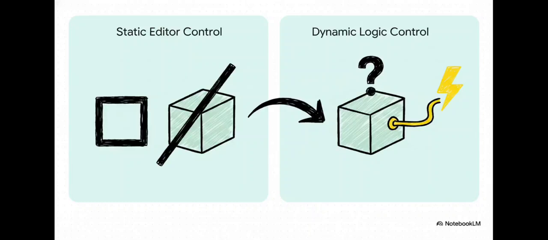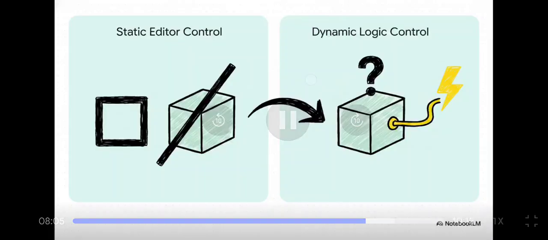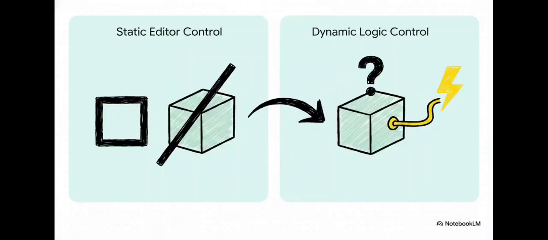But then we have dynamic logic control. This is where you connect a live piece of logic directly to the EN, or enable, parameter. The system displays a question mark in the editor because it honestly doesn't know the status until runtime. And you absolutely must remember this. It's the override rule. Dynamic live data connected to an EN pin will permanently supersede and override any static checkbox setting you made back in the editor.